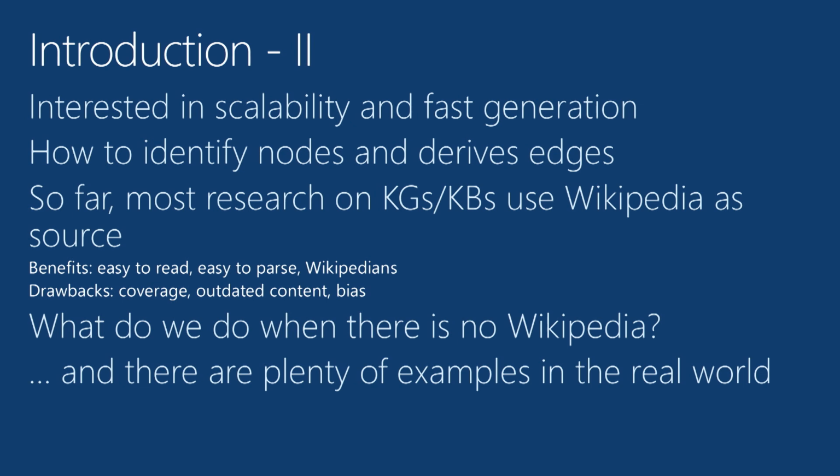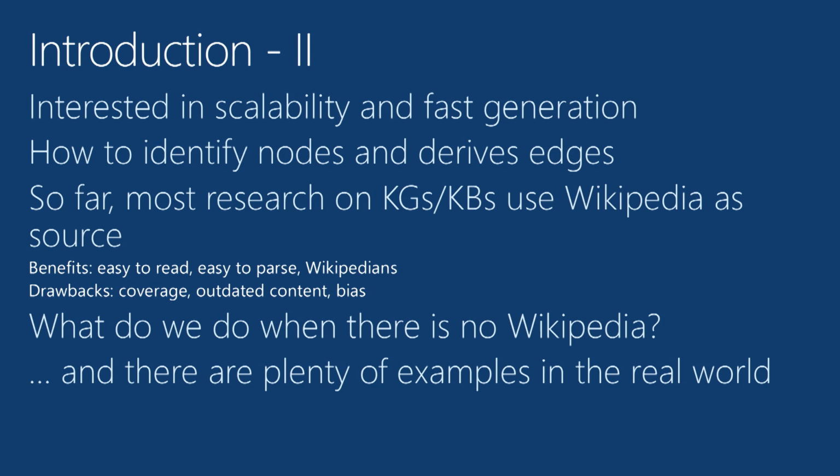So far, most of the research on knowledge graphs and knowledge bases usually uses Wikipedia as a source. This is very good because of the benefits of Wikipedia: the content is easy to read, it's well structured, it's a wiki so it's easy to parse, and there are Wikipedians who are going to edit and so forth. The drawback is obviously coverage. Not every topic is in Wikipedia, only the head topics or the important topics. A lot of stuff is outdated, and if you get into really specific things like biases, there's a lot of bias in some of these Wikipedia articles.